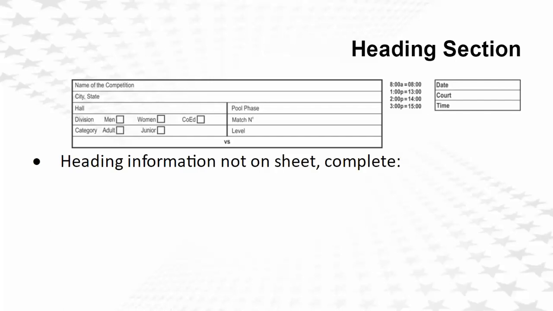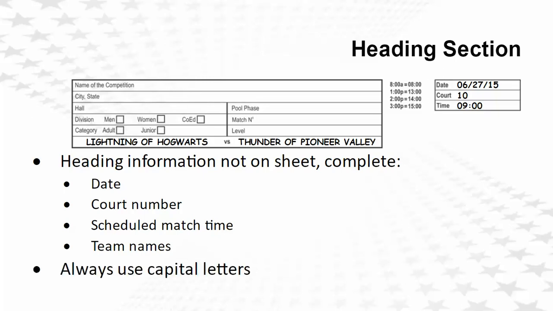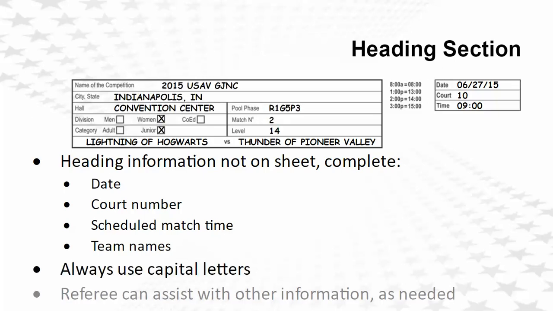If you have a pen, it's best to use ink to record the heading information: date of the match, court number, scheduled match time, team names. Everything you write on the score sheet is done using capital letters. The referee can assist you in filling in the rest of the information before the start of the match.